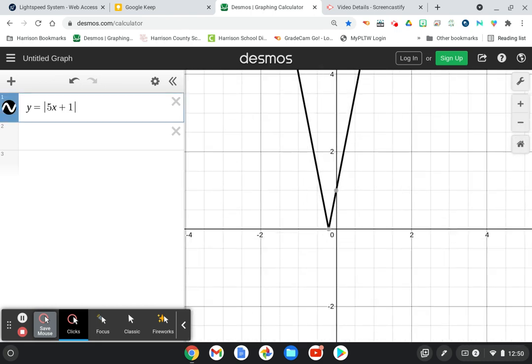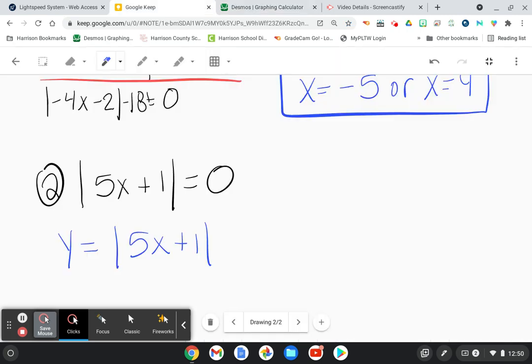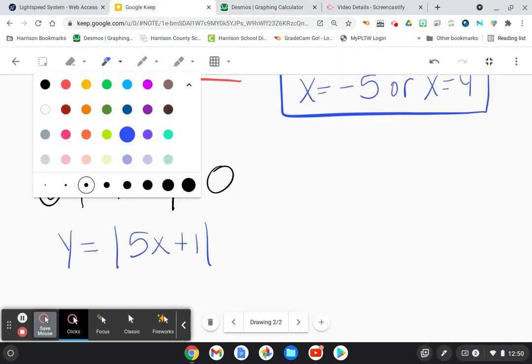All right. So I'm looking for the x-intercepts. I've only got one x-intercept, negative 0.2. That's it. Because I've only got one x-intercept, that's my only answer. That's our only answer. X equals negative 0.2. And that's what we have.